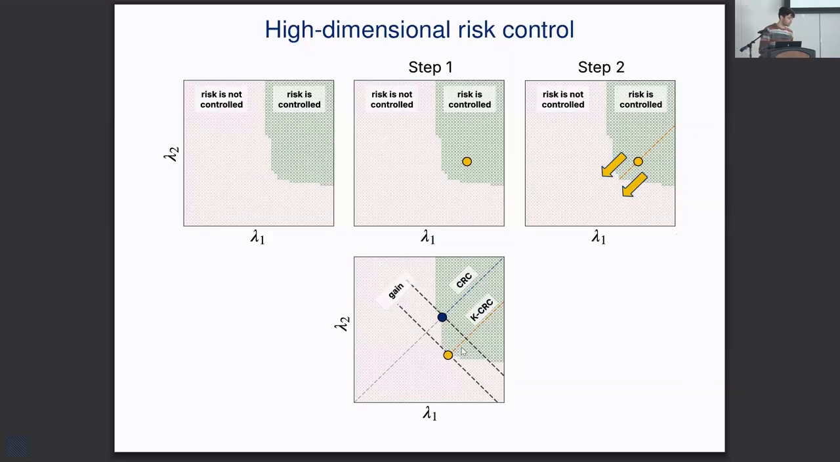And intuitively, our procedure will follow this two-step approach. First, up in the left, we have a two-dimensional pictorial illustration, where the red region is where I have bad predictors that do not control risk, and the green region is the one that I would like to optimize over, right? But its boundary is non-convex, so I don't trust optimizing this directly.